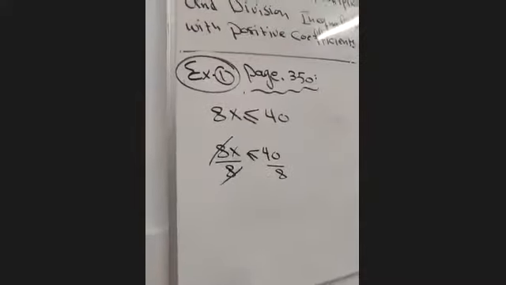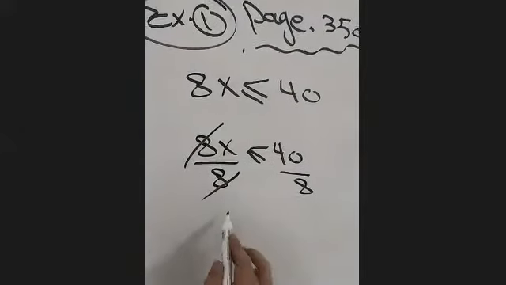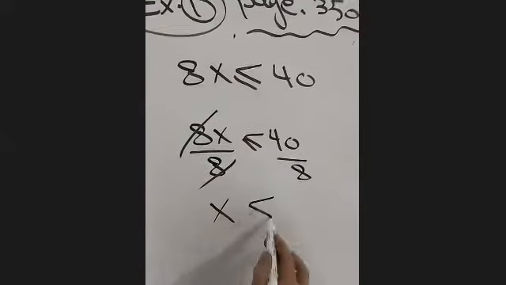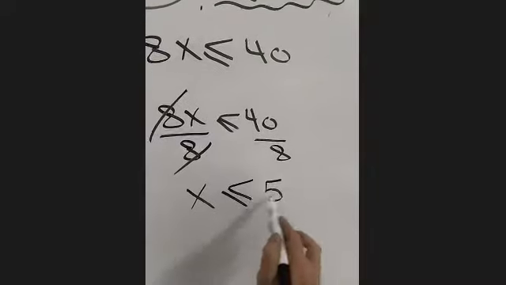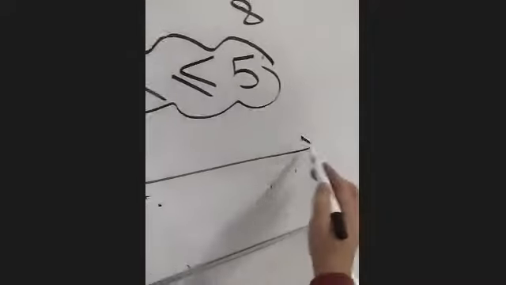Then I'll cross out the 8, right? What's left on this side? X. And this sign comes down, less than or equal. How much is 40 divided by 8? It is 5. This is the solution. Now let's graph it.